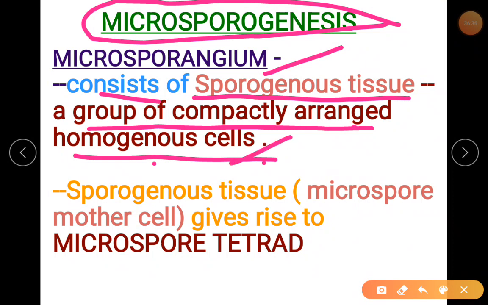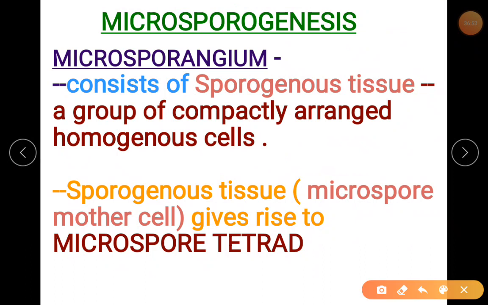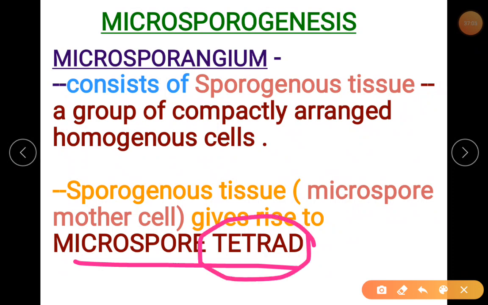Homogeneous means all are alike. You are not able to say this is one type of cell and that is another type of cell. They all are alike. Such cells are called homogeneous cells. And this sporogenous tissue is the one which will undergo meiosis to produce microspore. Just look at the term microspore tetrad here. Tetrad means number 4. So 4 microspores are produced.